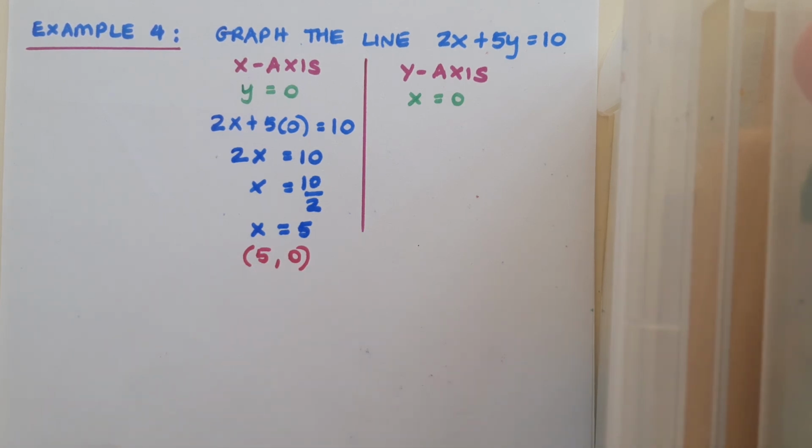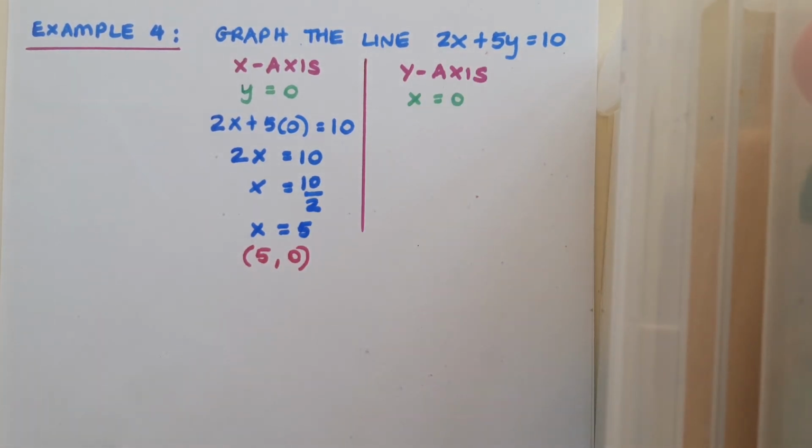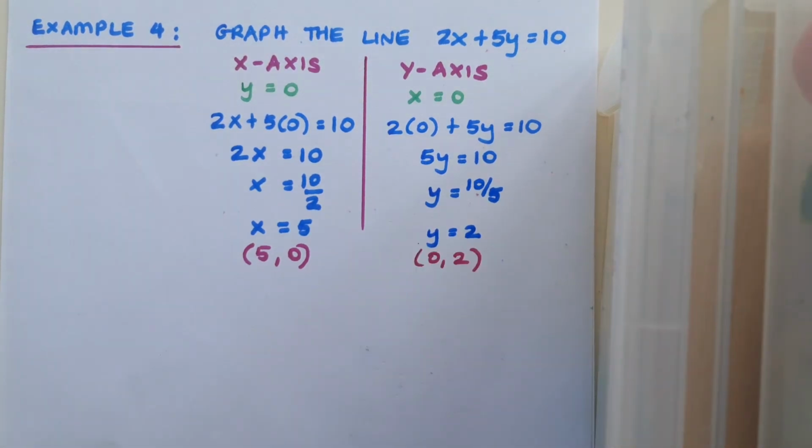Now we'll deal with the y-axis. For this, x is equal to 0, so where the x occurs in the equation I replace it with 0. This gives me 5y equals 10, which becomes y equals 10 over 5, and so y is equal to 2. My point in this case is 0, 2.